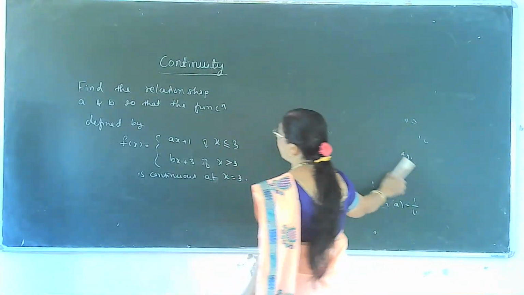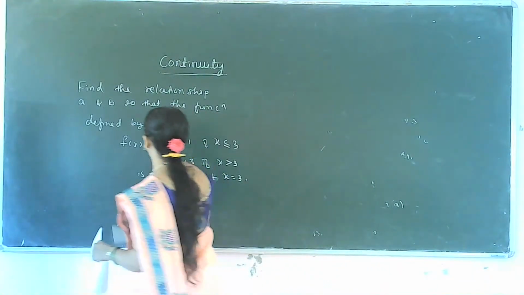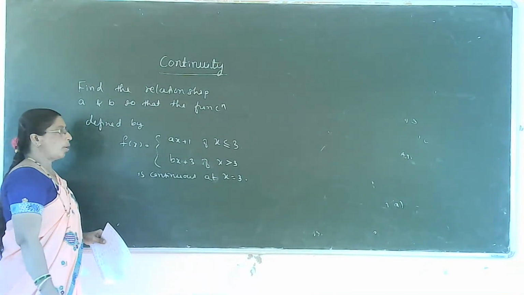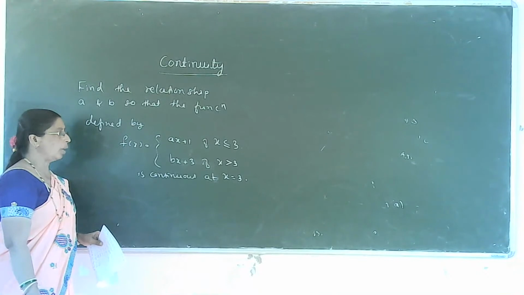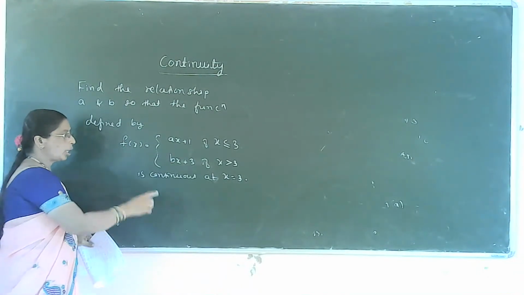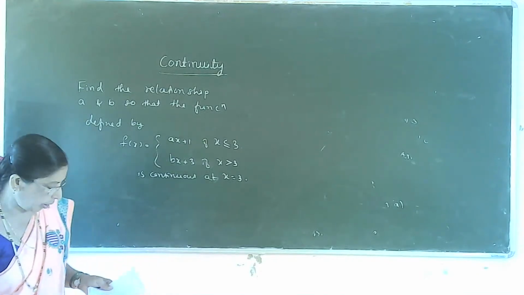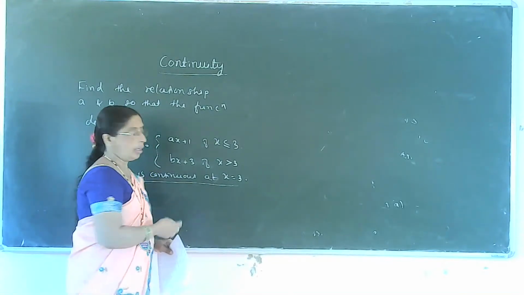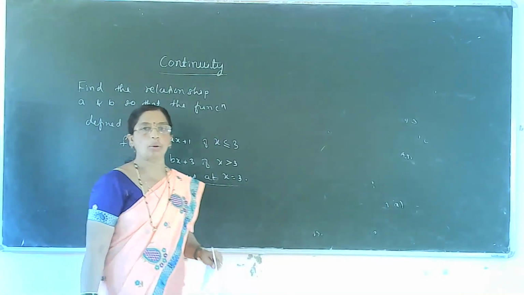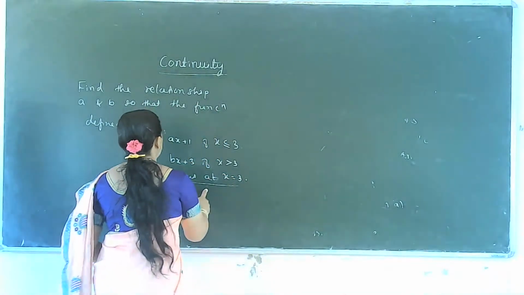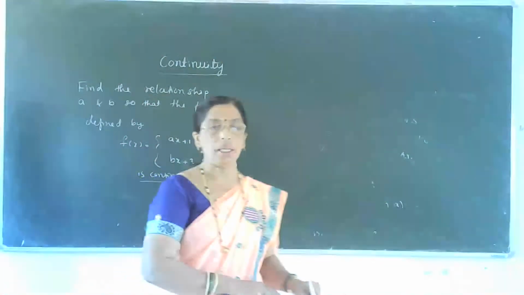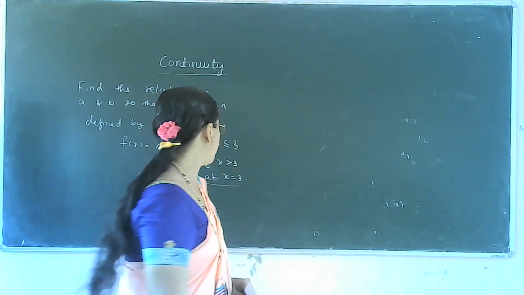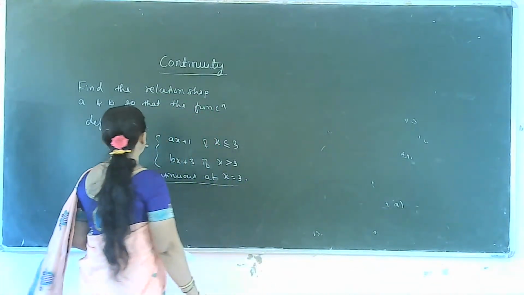Find the relationship between a and b so that the function defined by f of x equal to ax plus 1 if x is less than or equal to 3 and bx plus 3 if x is greater than 3 is continuous at x equal to 3. Here we are already given that the function is continuous at x equal to 3. If a function is continuous, the LHL and RHL are equal and f of 3 is also equal.